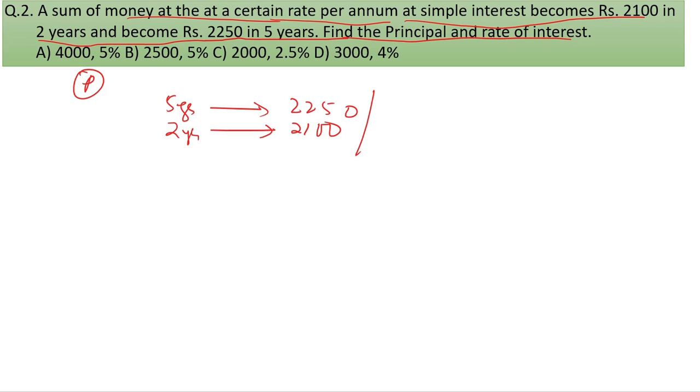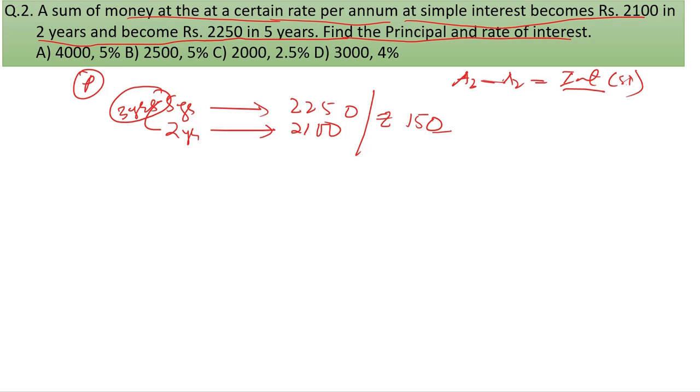2250. So friends, we should know the difference between two amounts is always interest in simple interest calculation. So here the difference is rupees 150. The difference between the years is 3 years. How am I getting this, amount minus amount is interest?